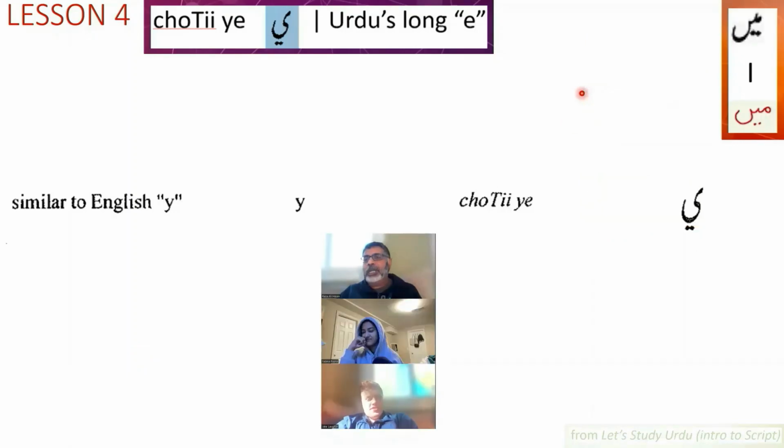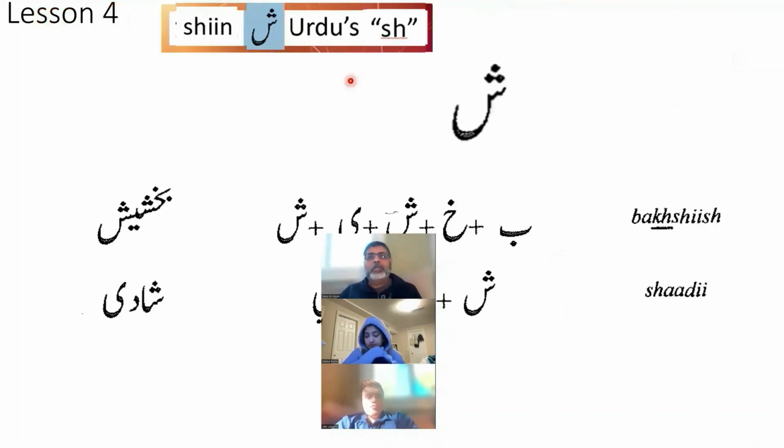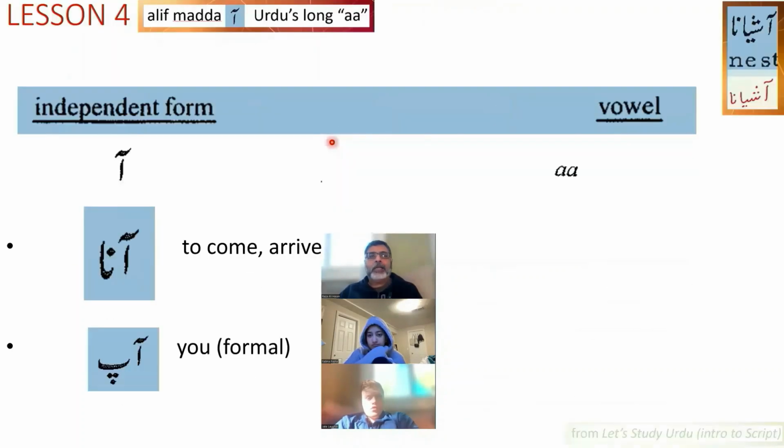Now, this is the choti ye, and the word here is main on the right-hand side. Choti ye is Urdu's long E. And if we go back up, sheen is Urdu's sh sound. Here we have alif mada. I messed that up, so I'll have to put that in when I do the editing. Alif mada is how this letter is formally spoken. When you say this letter formally, like in a classroom context, you say alif mada.